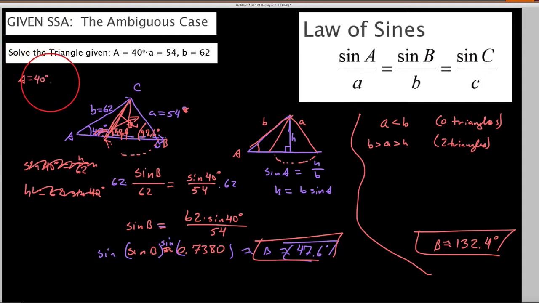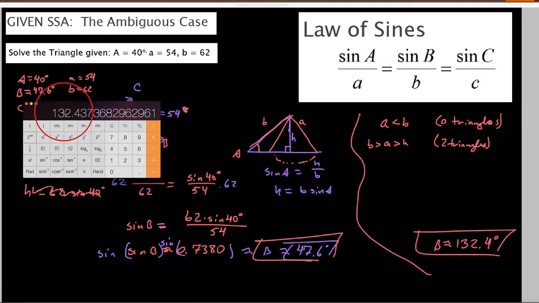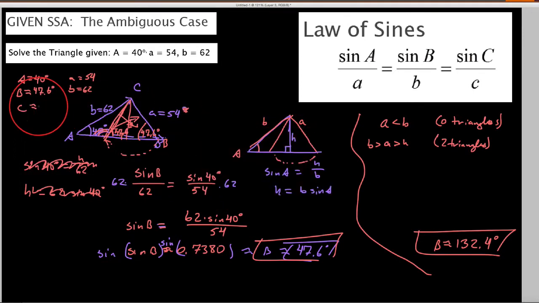We said A is 40 degrees. We have lowercase a was 54 units. We have lowercase b is 62 units. So we have B in this particular instance is 47.6. I do want to say this, then we could solve for C. We could take 180 minus those two angles, minus 47.6 minus 40. We get 92.4, so C is approximately 92.4 degrees.